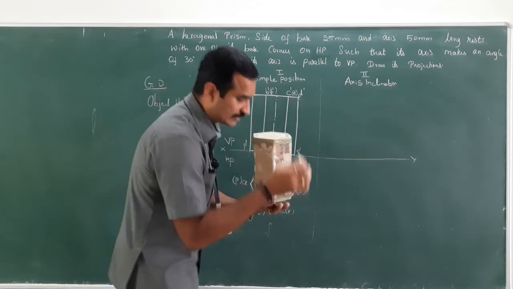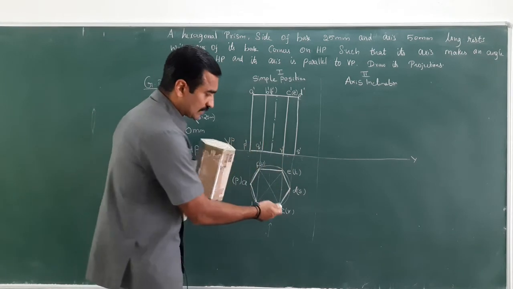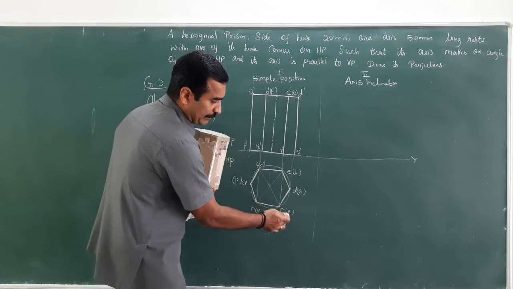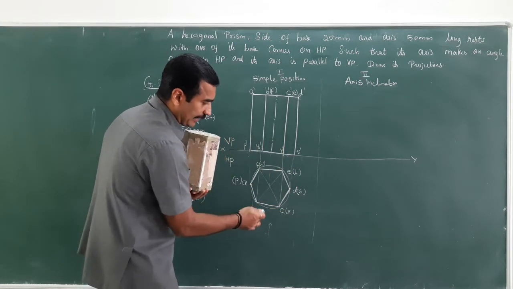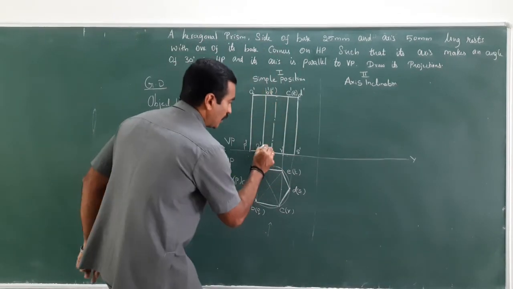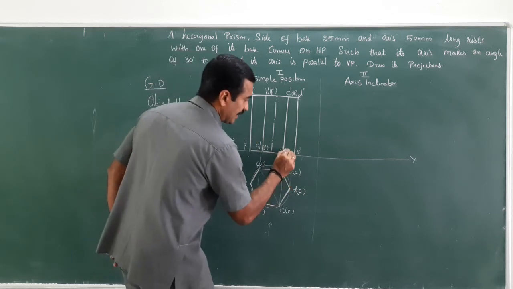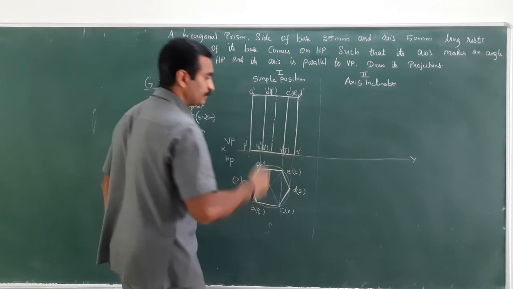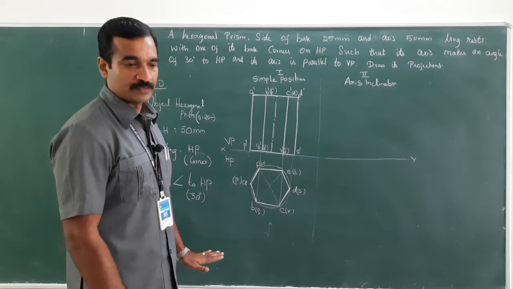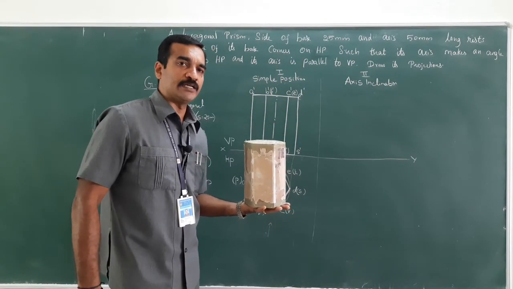P, Q, R, S are visible and T and U are invisible because T is right behind R, U is right behind Q. So therefore, U and F are invisible. U dash within the bracket and T dash within the brackets. So this is the simple resting position or simple position.